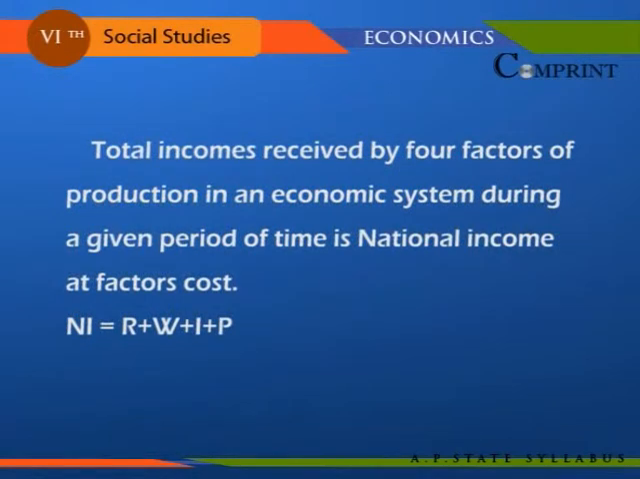Total incomes received by four factors of production in an economic system during a given period of time is national income at factor cost. NI is equal to R plus W plus I plus P.